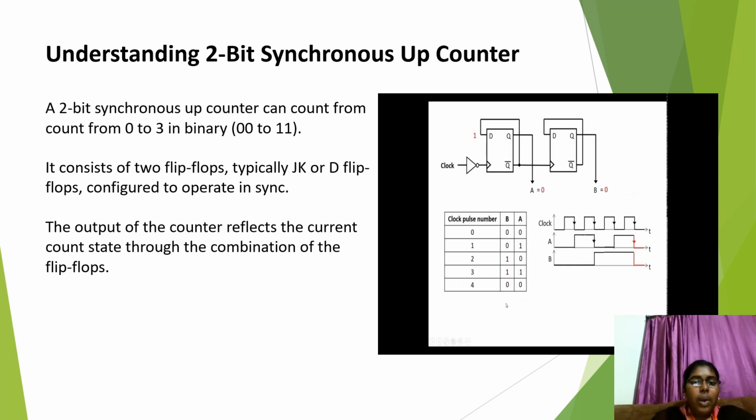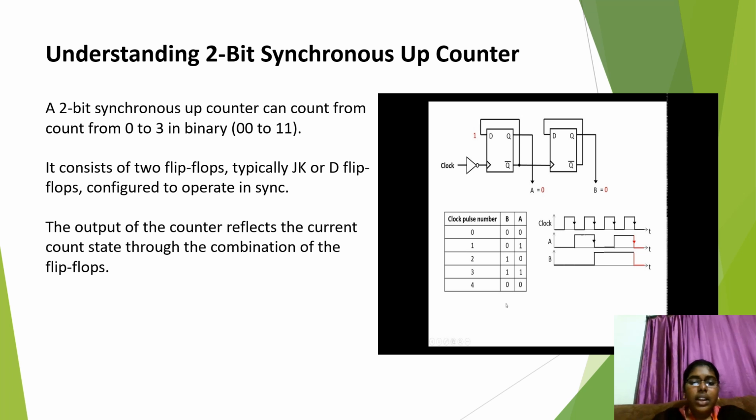Understanding the 2-bit synchronous up counter. A 2-bit synchronous up counter can count from 0 to 3, that is binary 00 to 11. It consists of two flip-flops, as we see in the figure. The two flip-flops can be JK or D flip-flops, configured and operated synchronously. The output of the counter reflects the current count state through the combination of flip-flops.